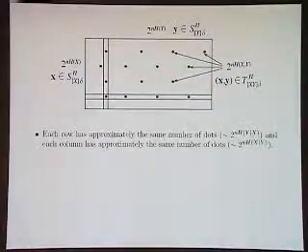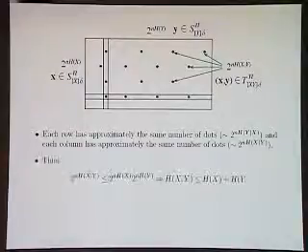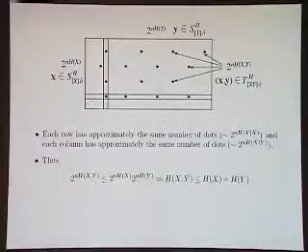Now, furthermore, this is just a reproduction of the previous picture. Each row has approximately the same number of dots, because here we are talking about strong typicality. So if you go down each row, you'll find that there are approximately 2 to the power n times entropy of y given x number of dots. If you go down each column, it has approximately 2 to the power n times entropy of x given y dots.